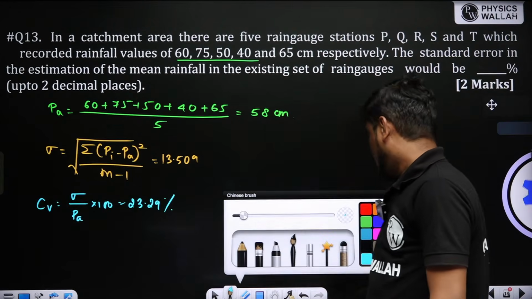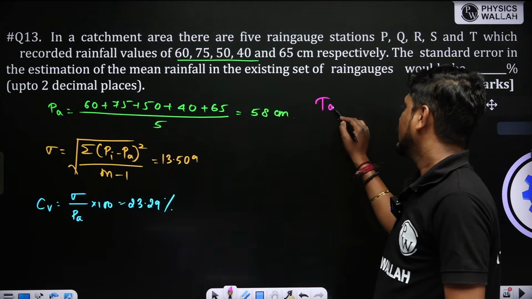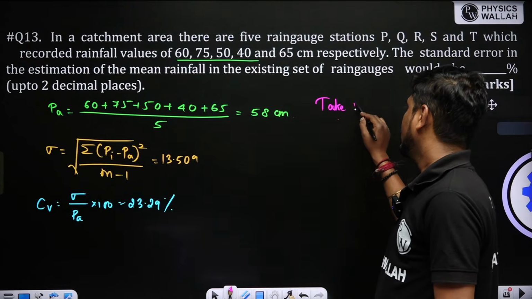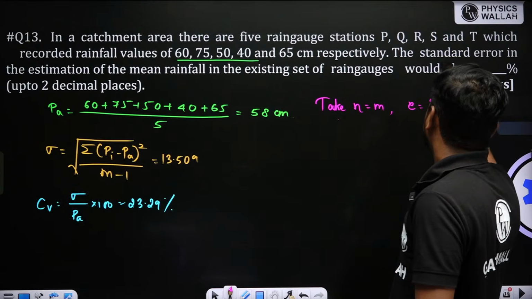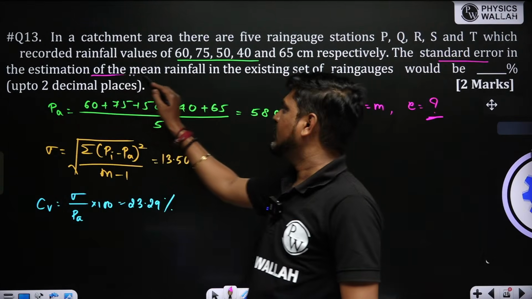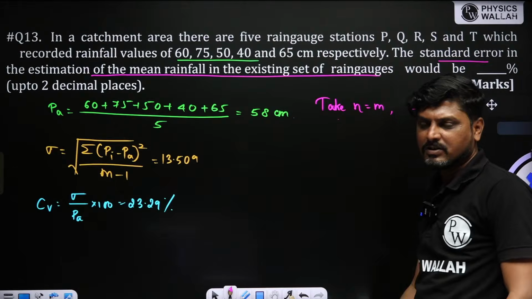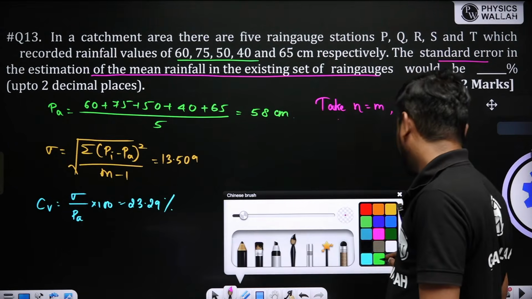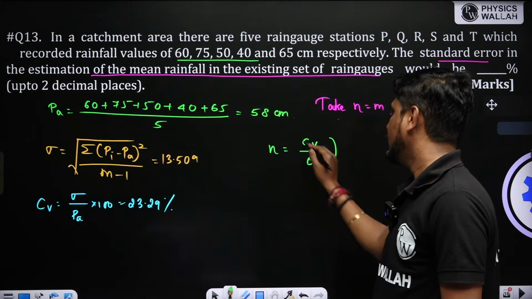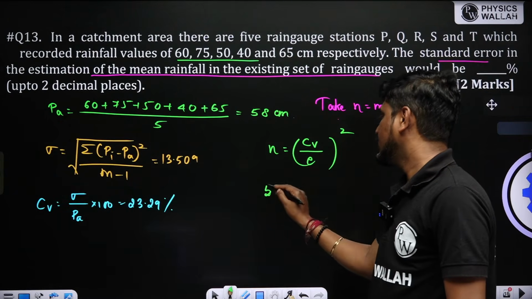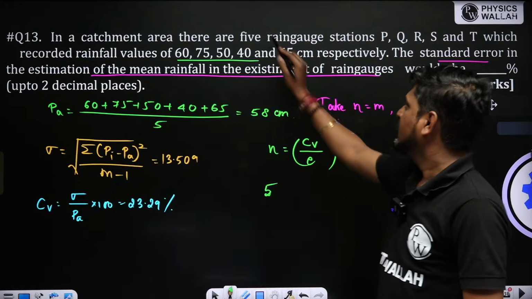Now here you have to take n is equal to m because we are supposed to find out the standard error in the estimation of mean rainfall in the existing set of rain gauges. So the E value we are supposed to find out. So n is equal to CV divided by E, whole square. N value is 5. Take n is equal to m.